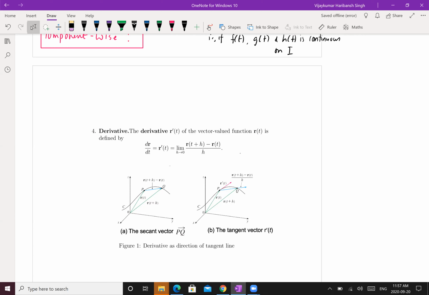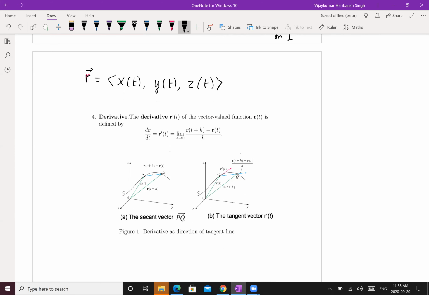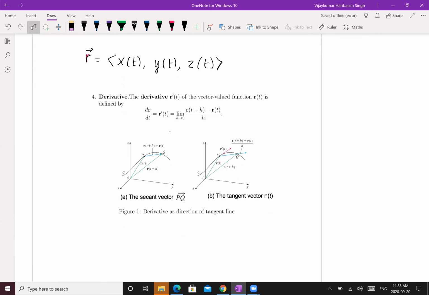So I'm going to use a slightly different format of r of t. Now, instead of using f, g, and h, let me call the x component x of t, the y component y of t, and the z component z of t. Then the derivative of this vector valued function, dr by dt, is r prime t, which is given by the limit as h goes to 0 of r of t plus h minus r of t over h. So this is the definition of the derivative of a vector valued function.